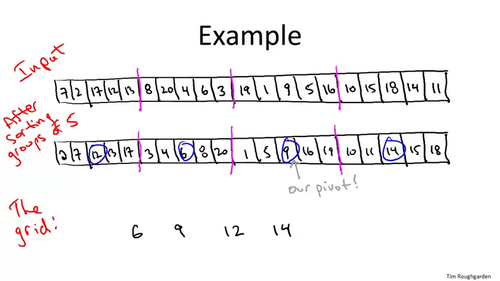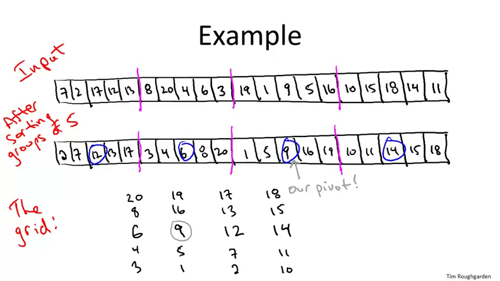So first we'll write down the middle elements, the middle row, from decreasing to increasing: 6, 9, 12, 14. Again, the median of these is our pivot, which is the 9. And then each column is just the other 4 elements that go along with this middle element, from decreasing to increasing as we go from bottom to top. So this is the grid that we've been talking about on the other slide in this particular example.